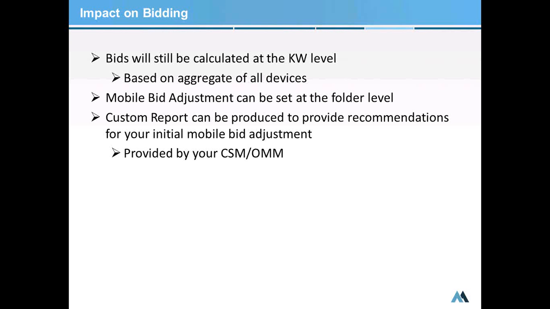And once we set the bid at the keyword level, then we look at the desktop-specific performance at the campaign level and identify your mobile adjustments at the campaign level or at the folder level. And then, as I mentioned, you can request the device performance reports to provide ideas of your initial mobile bid adjustments.